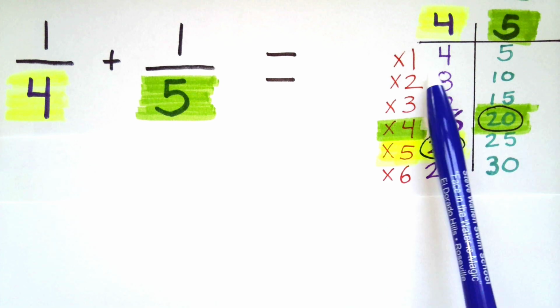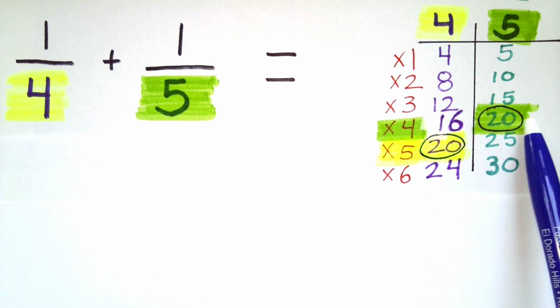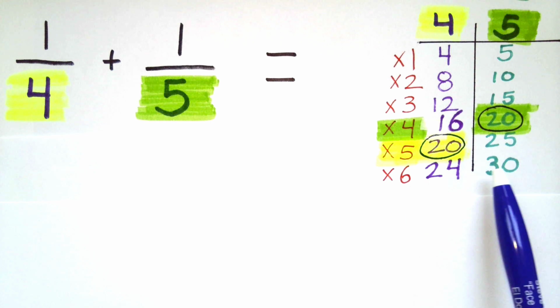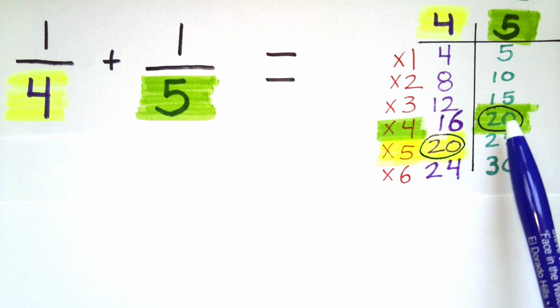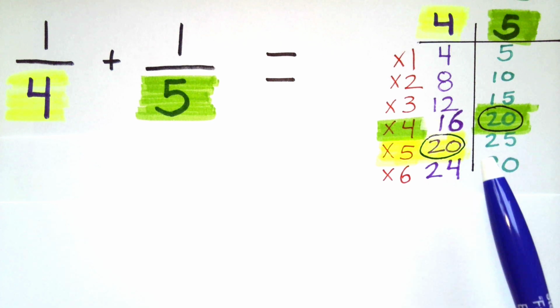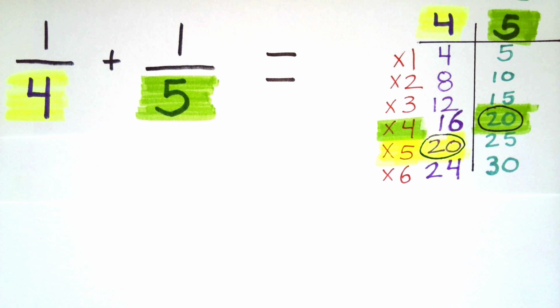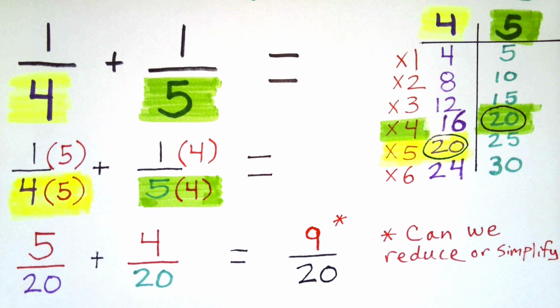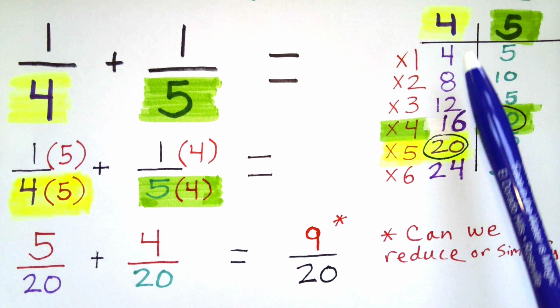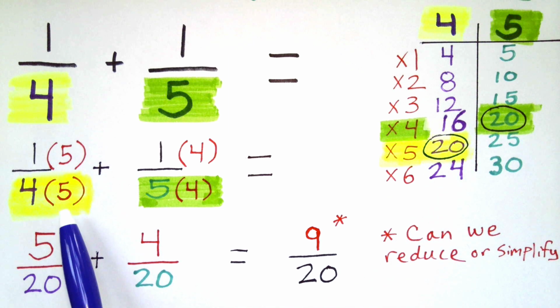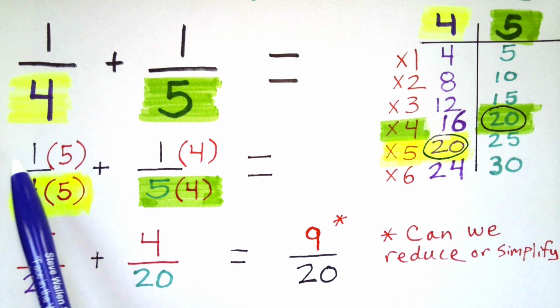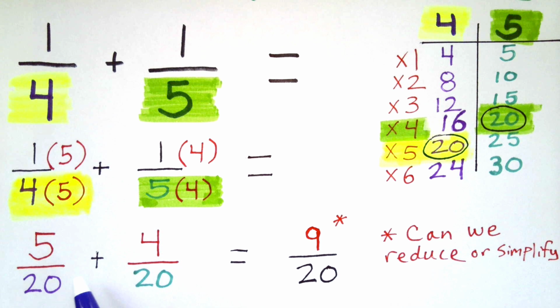So you can see here, which is the smallest product that they both share? 20. So our least common denominator is going to be 20. Well, now that you know that, what are you going to do? You're going to continue to find that common denominator value along with the numerator. So I know 4 times 5 is 20. I'm going to multiply 4 times 5 to get 20. What I do to the bottom, got to do to the top. 5 times 1 is 5. Plus, plus.